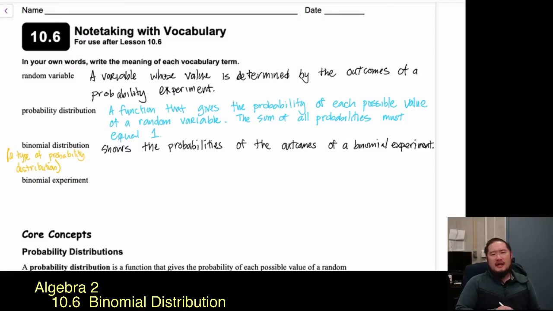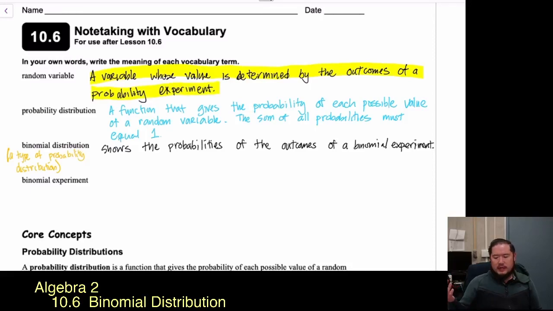Let's take a look at the last section of chapter 10, 10.6, binomial distribution. In this section, it's the last of our probability. Let's get started right here and take a look at some vocab. The first thing we're going to look at is the term random variable. A random variable is a variable whose value is determined by the outcomes of a probability experiment.